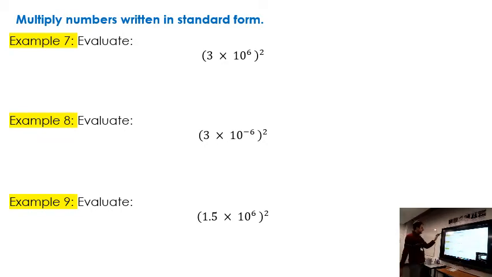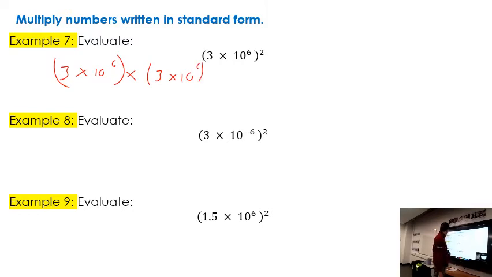Okay, so we've got 3 times 10 raised to 6, squared. So let's expand this. This is the same as 3 times 10 raised to 6 times 3 times 10 raised to 6. Now, this is very similar to the previous questions. We just multiply the 3 with the 3, so that's going to be 9. And then multiply the 10 raised to 6 with the 10 raised to 6. So the base is the same, so we just add the powers. This is 10 raised to 12.